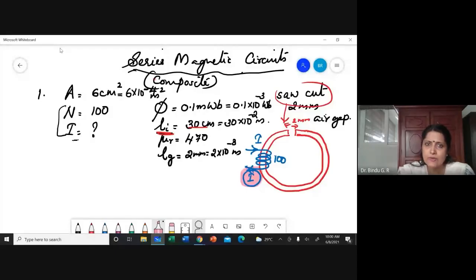So is this a composite magnetic circuit? Is this a composite magnetic circuit? Someone answer. If your answer goes wrong also, it is okay. It is for my satisfaction. Nandana PM.